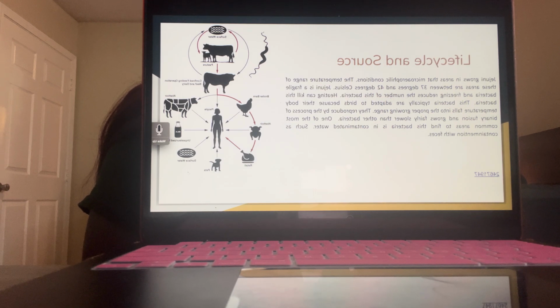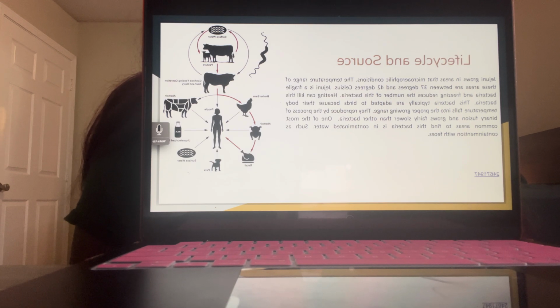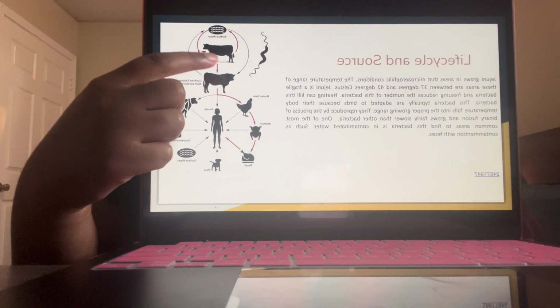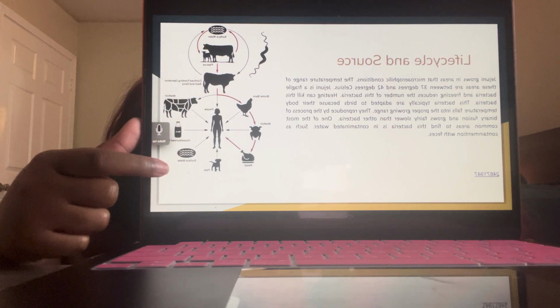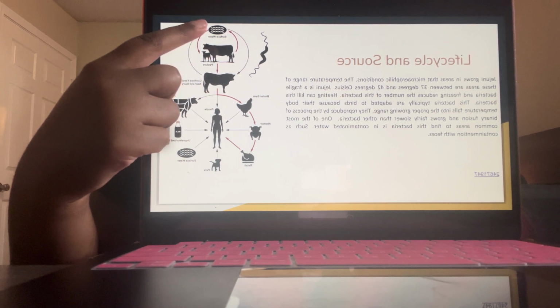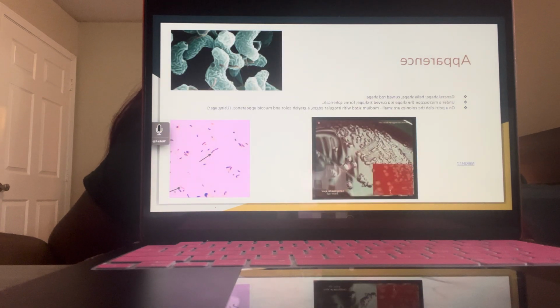They reproduce by the process of binary fission, which is an asexual reproduction process that splits the organism into two identical organisms. And it grows more slowly than other bacteria. One of the most common areas to find this bacteria is contaminated water, such as contaminated water that has feces in it. So as you can see, for both animals and humans, how they both can get this very commonly is the surface water.